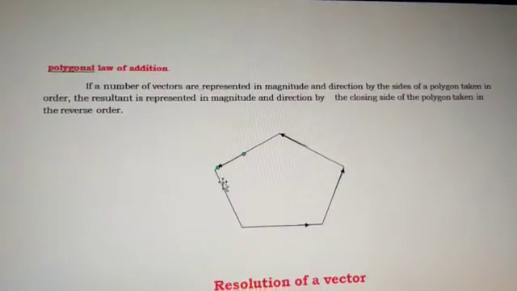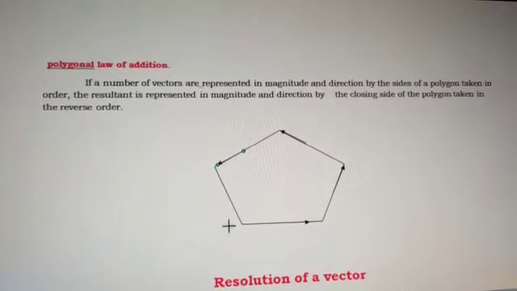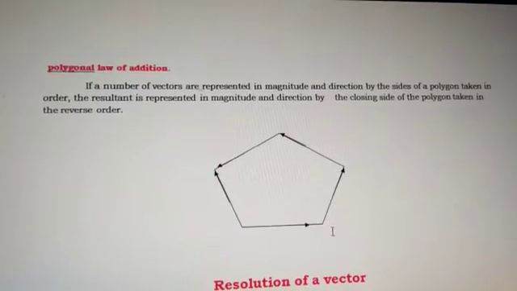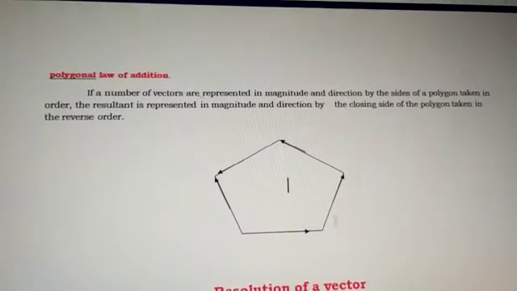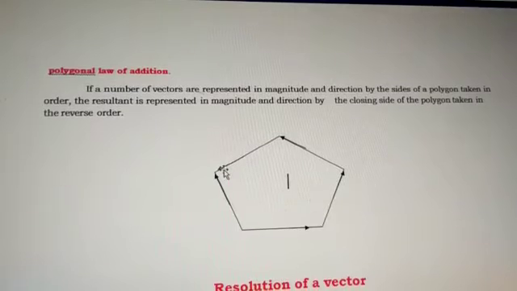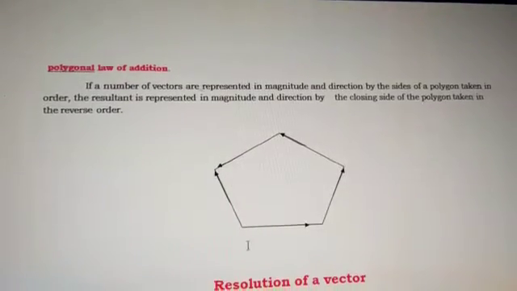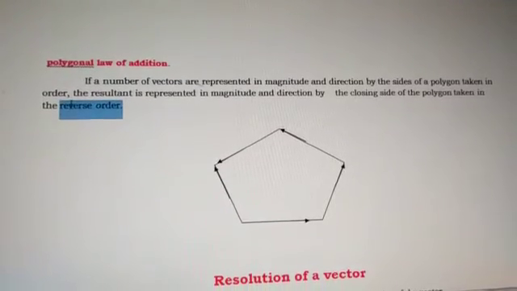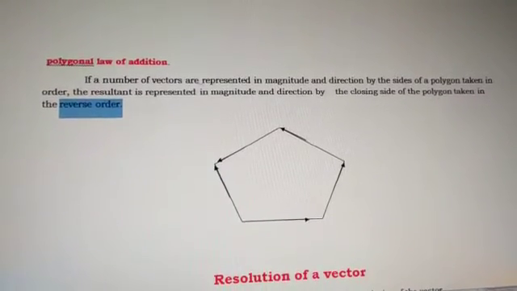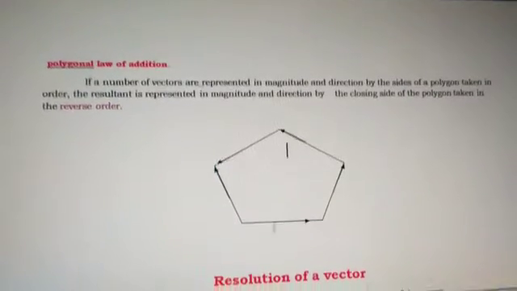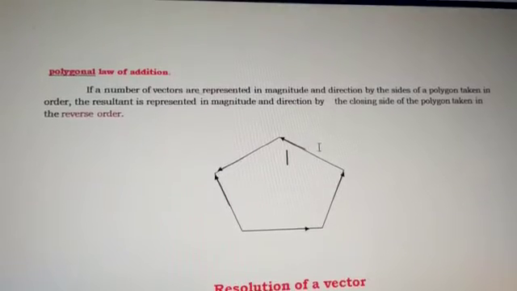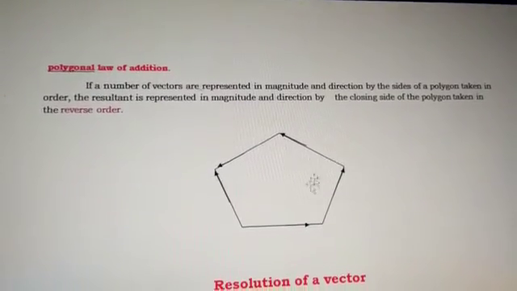The resultant vector is always represented in the opposite direction. Let us consider it is in the opposite direction like this. Please observe the directions here. This is the same direction, this also, this also. But for this one, we represent the resultant vector in reverse order. Therefore, the resultant R is equal to vector A plus vector B plus vector C plus vector D.